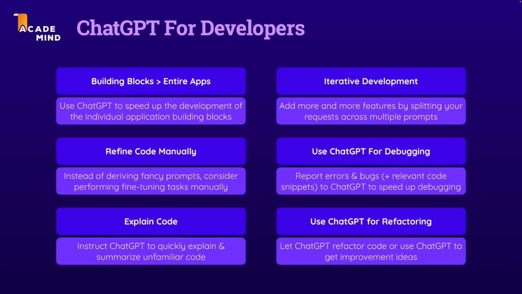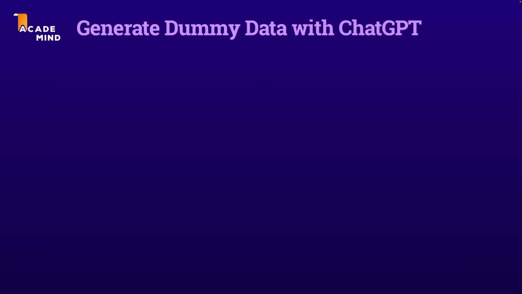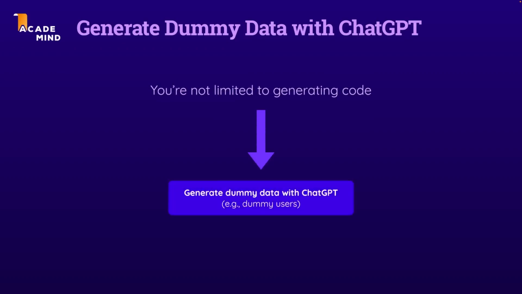Now, besides using ChatGPT for all these code-related tasks, ChatGPT can also be very useful for generating dummy data, because you're not limited to generating code with ChatGPT, or blog posts or tweets. No, instead you can also generate dummy data. And since, especially during development, you often need to work with dummy data, with dummy users or dummy products, this can be a very useful ChatGPT feature.